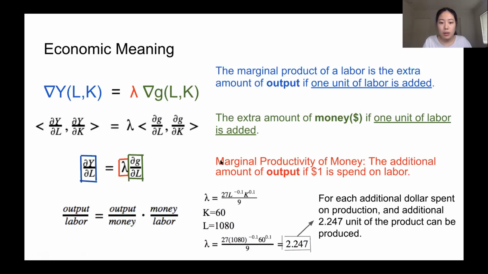So go back to the story about marginal productivity of money. The lambda from the previous example, we got this. If we plug in our K and L for maximum production into the equation, we got 2.247. This means for each additional dollar spent on production, an additional 2.247 units of product can be produced. So this is our Lagrange multiplier.